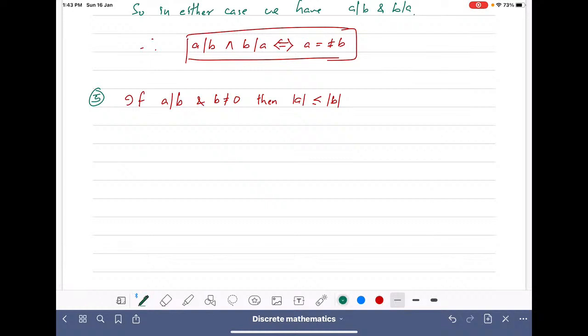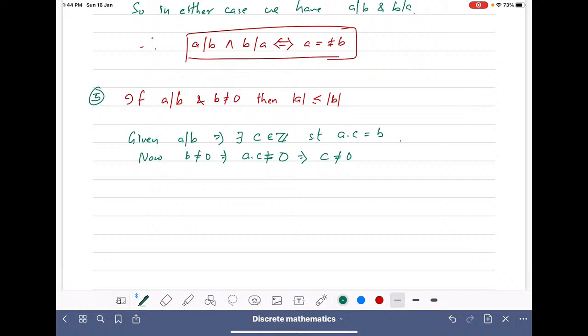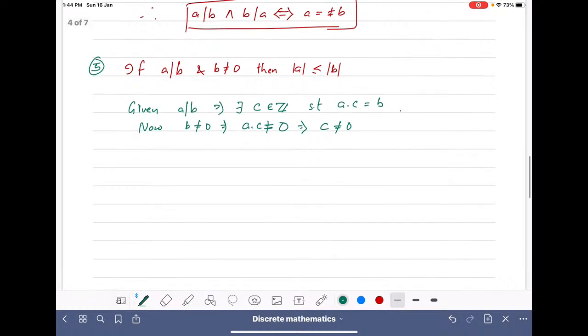So how to prove this one? Given A divides B, that means we can find an integer C such that A multiplied by C is equal to B. Now we also are given that B is non-zero. That means A dot C is not equal to 0, which implies C is not equal to 0, as we already have A is non-zero. So both A is non-zero and C is non-zero.